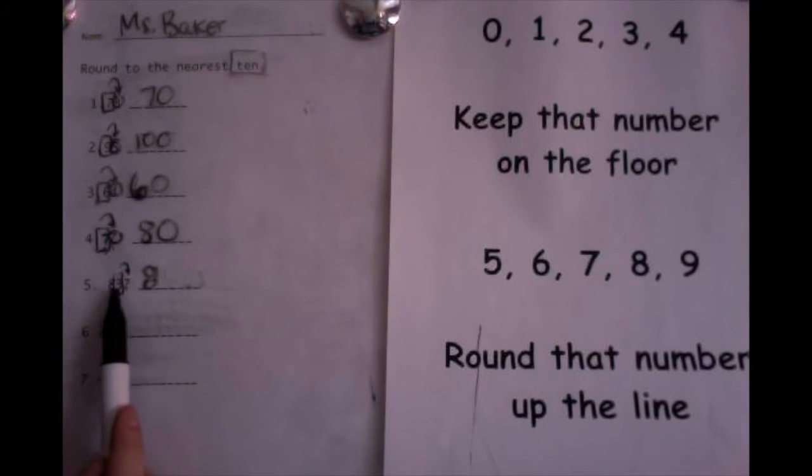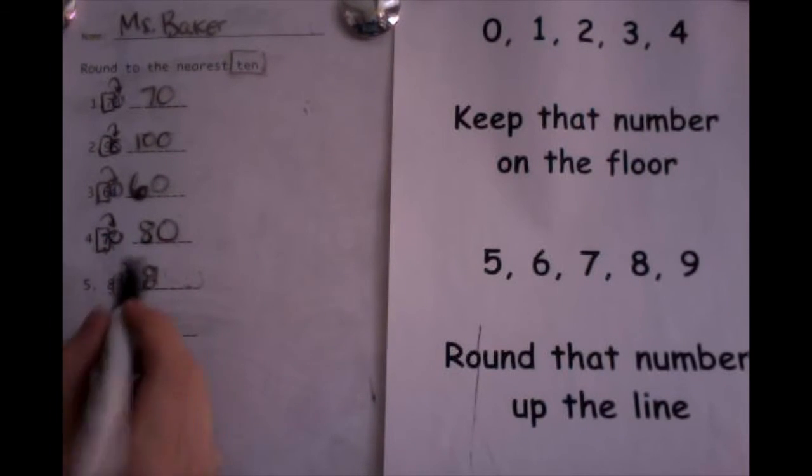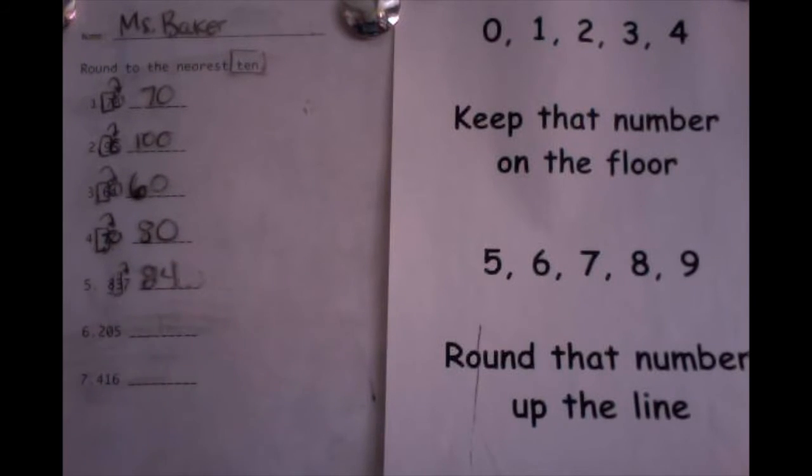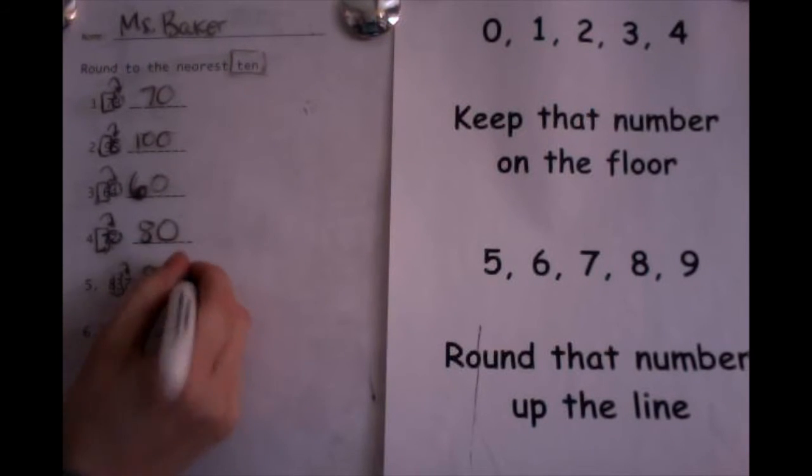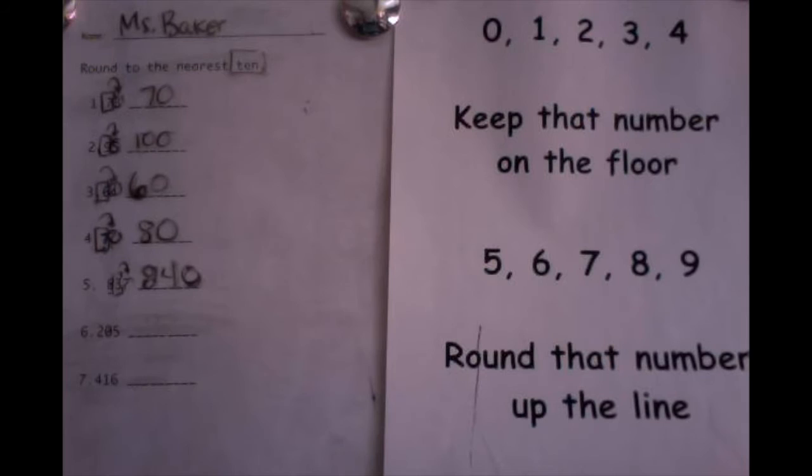We decided that this 3 is going to round up the number line, so 3 is going to change to a 4. And anything after is going to become a 0. So go ahead and put a 0 in our ones place. The number 837 rounded to the nearest 10 is 840.